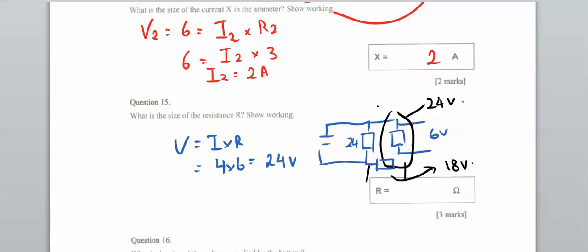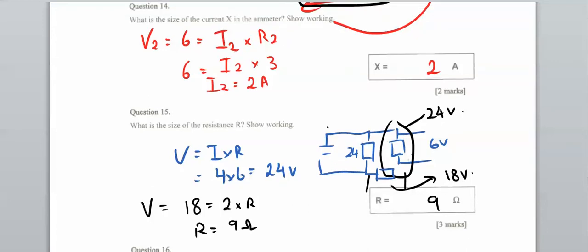We know that the current flowing through, which we worked out in question 14, is 2 amps. And we know that the voltage across this resistor is equal to 18. So therefore the resistance is equal to 9 ohms.